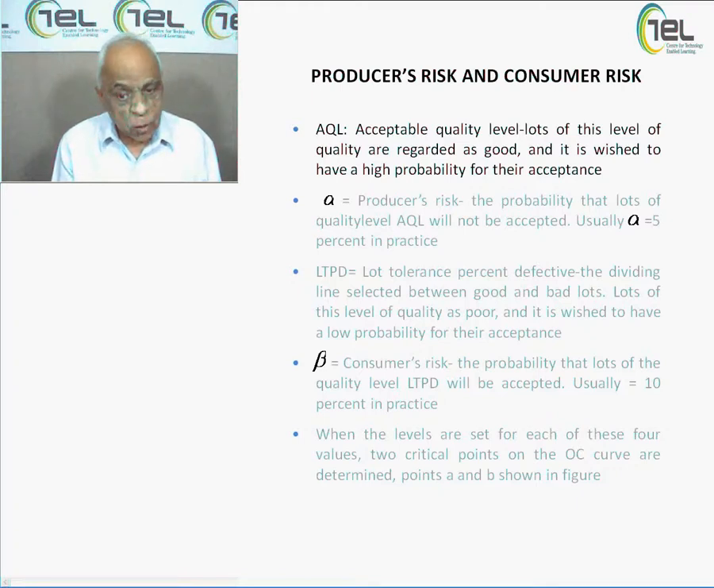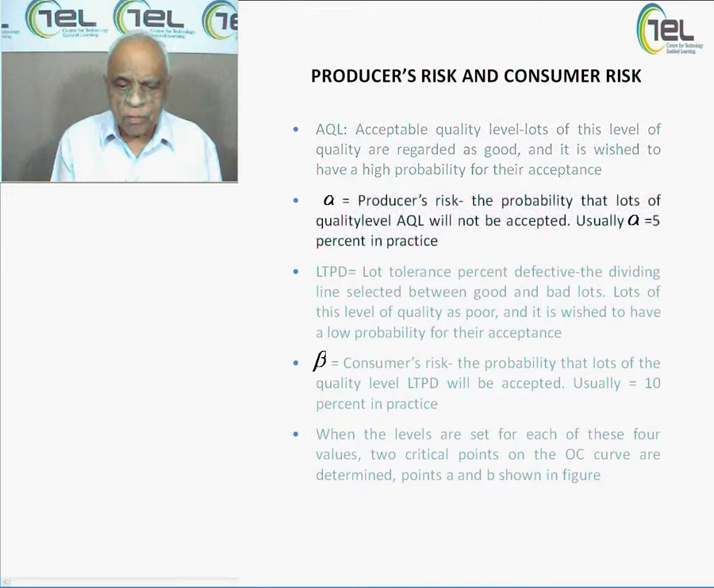When we talk about acceptable quality level, that means it is good, because it can be accepted by the consumer, and the producers must produce that, and it is wished to have a high probability for acceptance. So, taking that into consideration, the probability for acceptance will be very high when you think of it that way. Alpha is the producer risk, the probability that lots of quality level AQL will not be accepted.